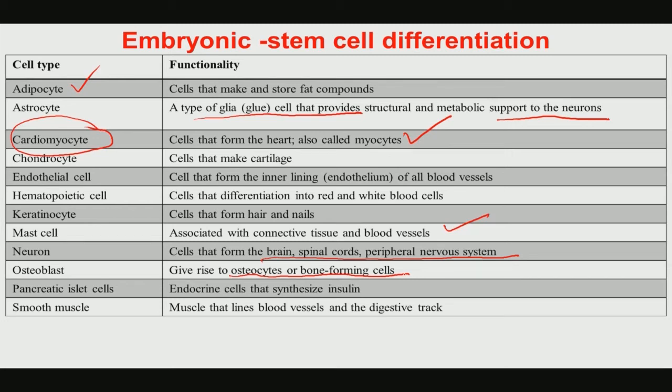Pancreatic islet cells produce insulin, so these can be used to synthesize insulin. So, essentially for diabetic patients this is useful. Smooth muscle cells, this is like muscle that lines the blood vessels and the digestive tract.